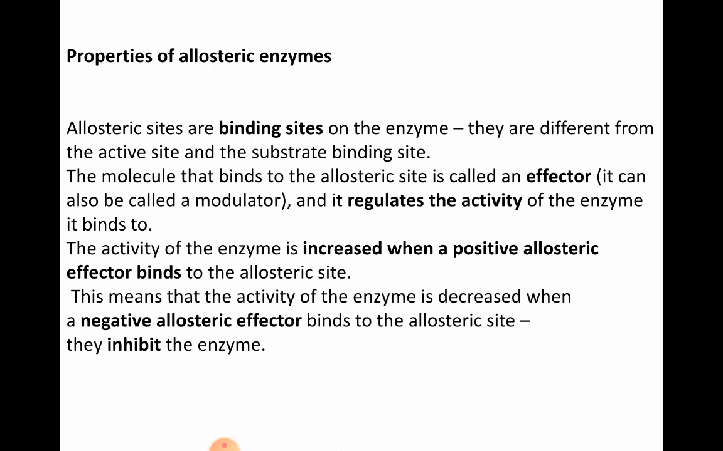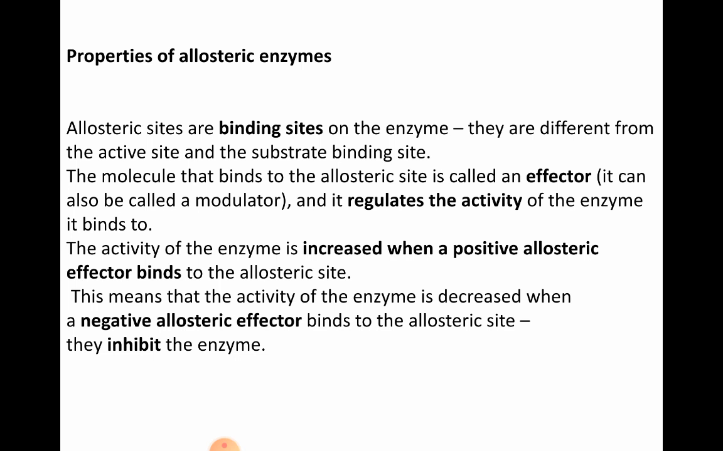So, properties of allosteric enzymes: allosteric sites are binding sites on the enzymes. They are different from the active site and the substrate binding sites. So they are something like regulatory sites. They regulate the activity of the enzyme, which we will see later. The molecule that binds to the allosteric site is called an effector molecule. It can also be called a modulator, and it regulates the activity of the enzyme it binds to.